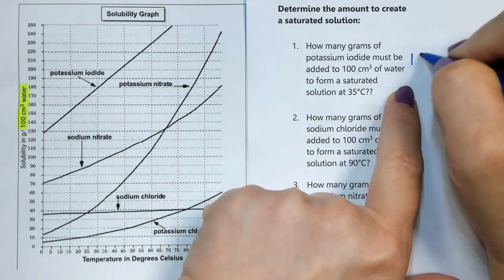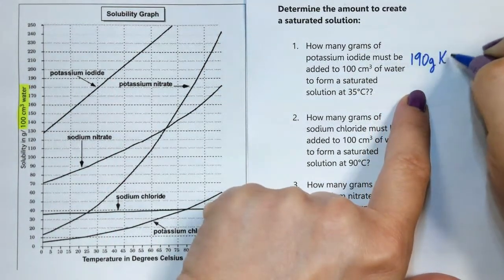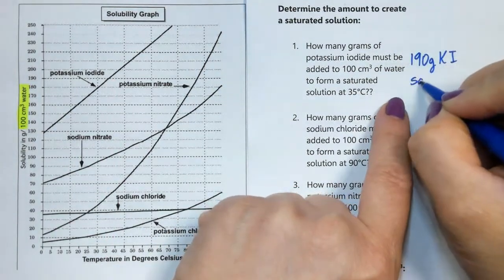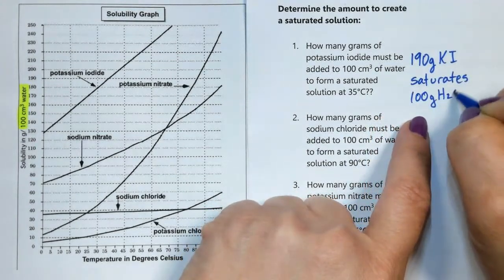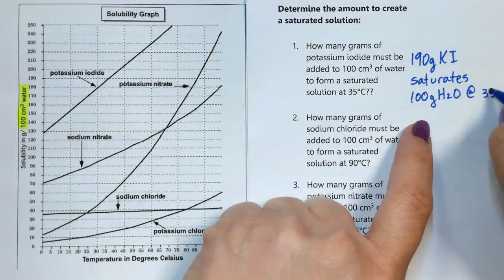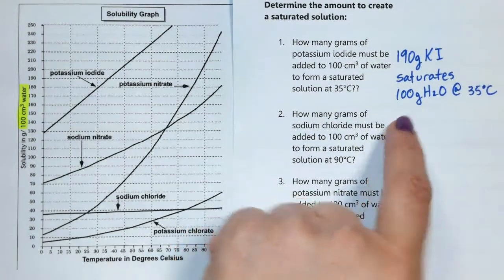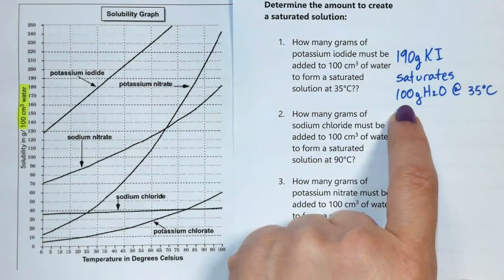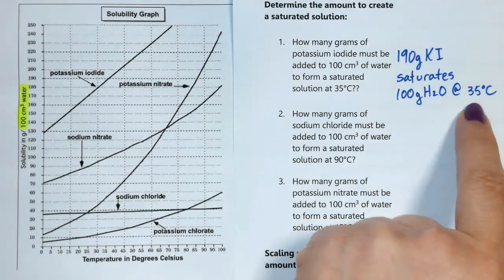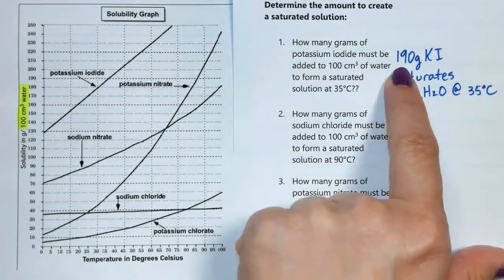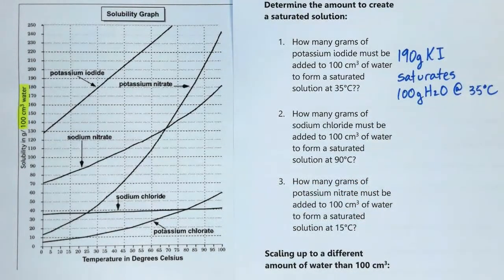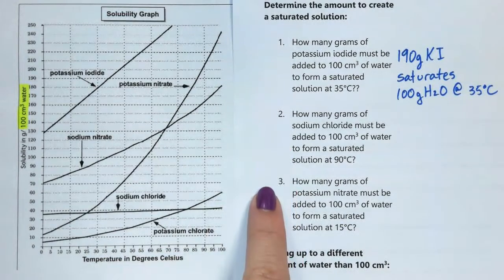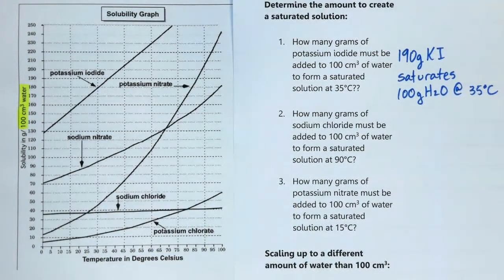And so here we would say 190 grams of potassium iodide saturates 100 grams of water at 35 degrees Celsius. So if I wanted to give the very thorough answer, that's what we determined: if you had 100 grams of water in a beaker and it was at 35 degrees Celsius, then it would take 190 grams of this solute to make a saturated solution. So when you get a chance, try number 2, try number 3, write down your answers, and at the end of the video, I will show you the correct answers.